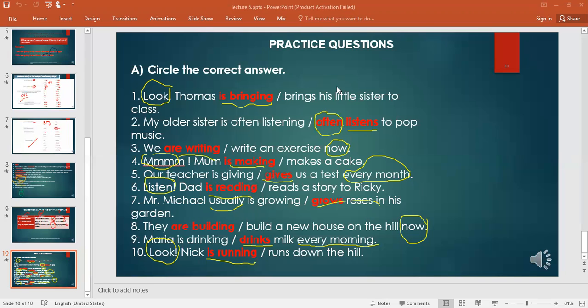Look, Thomas is bringing his little sister to class. Okay. Why did we use is bringing? Because he's doing it now. Okay, which word shows you that he's doing it now? He used the present progressive tense for a reason. Which word shows you? Look. Excellent. Look, now. So this action is happening now.